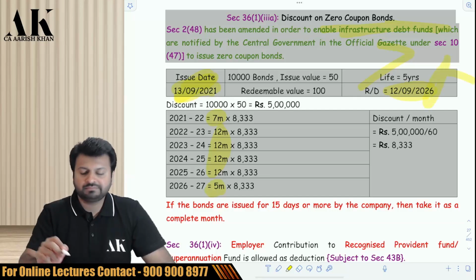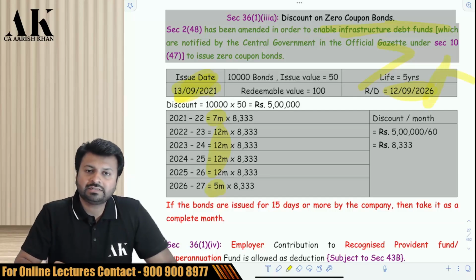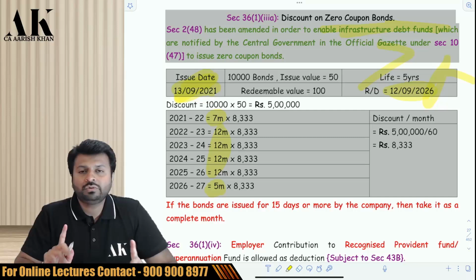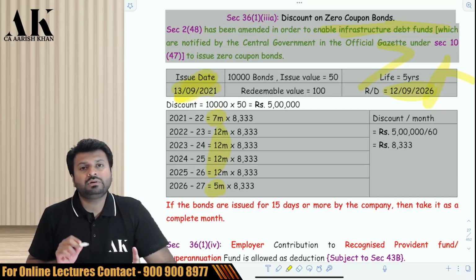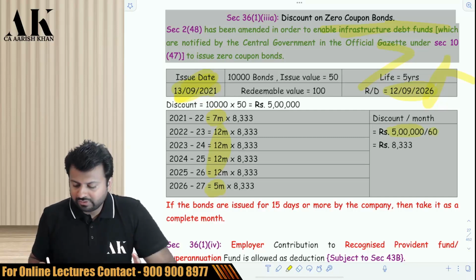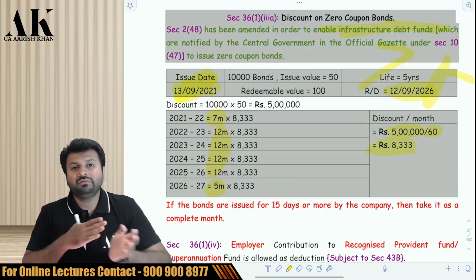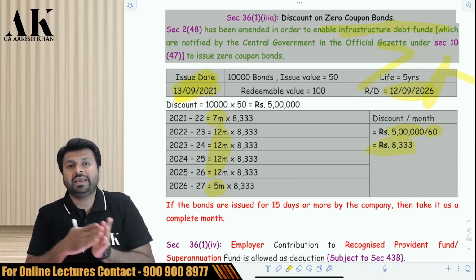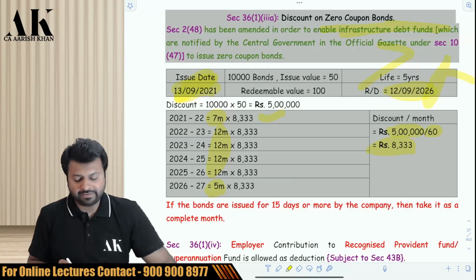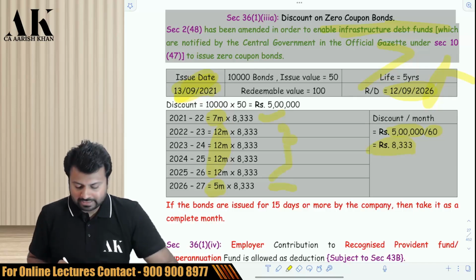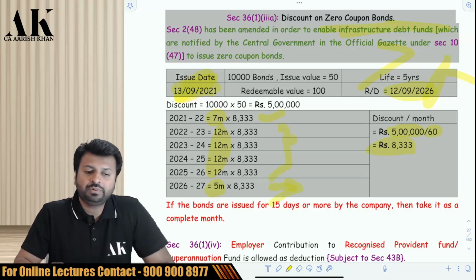You will ignore September. Why? Because in September, there are less than 15 days. So in this way, you will get 60 months. So how will you compute the discount per month? The total discount divided by 60 months, and this will be the discount which will be allowed to you as deduction every month. Now multiply in first year by 7, in the next 4 years by 12, and in the last year by 5 months. I hope it is clear to all of you.